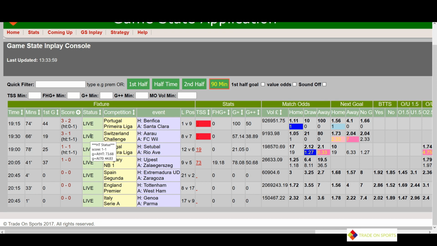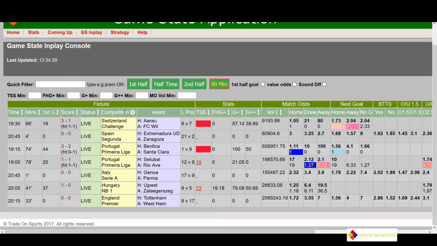And again, we look at Switzerland, 73.68 and a 44.83 chance after 70 minutes. Moving down to Portugal, even worse, a low projection of goals in that game. So that's a very handy tool to use to identify trades and then go and research them more in the stats tab. Okay, so moving along, we have the competition.